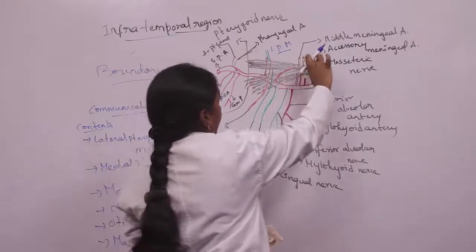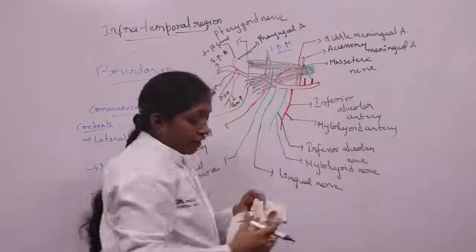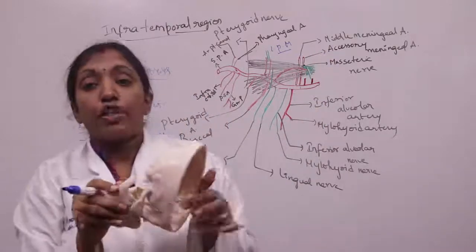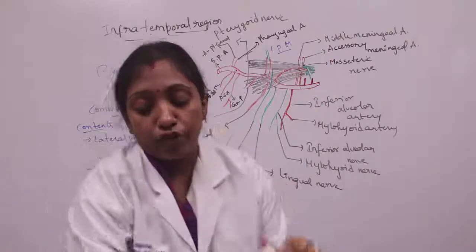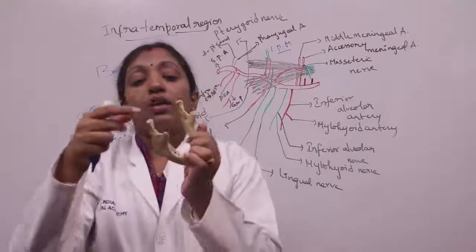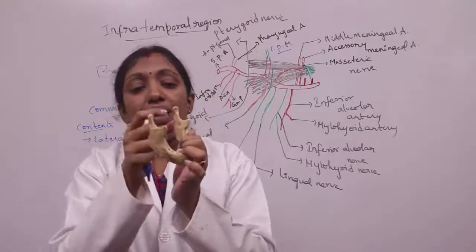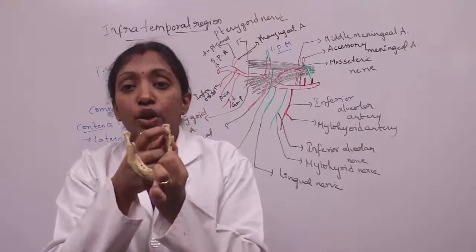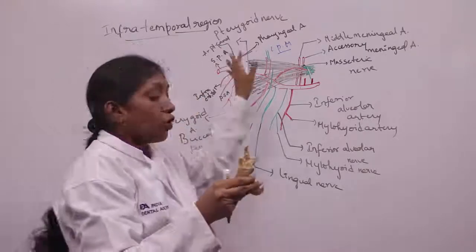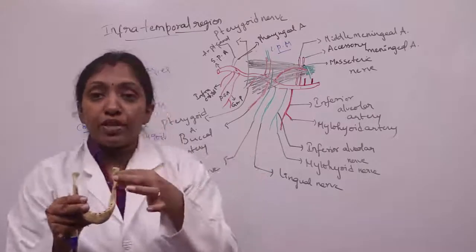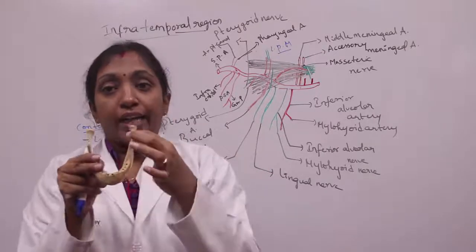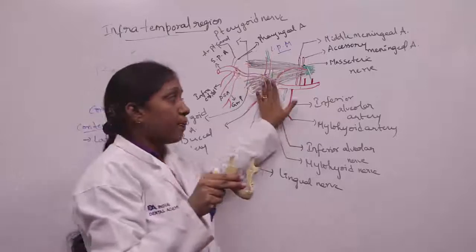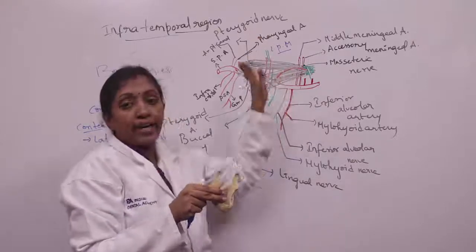These two heads get inserted here into the neck of the mandible. This is the neck of the mandible, and we have a depression at the neck of the mandible. We call it the pterygoid fovea. So the lateral pterygoid muscle gets inserted to a depression at the neck of the mandible, called the pterygoid fovea.